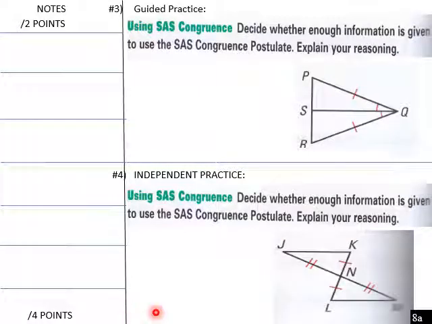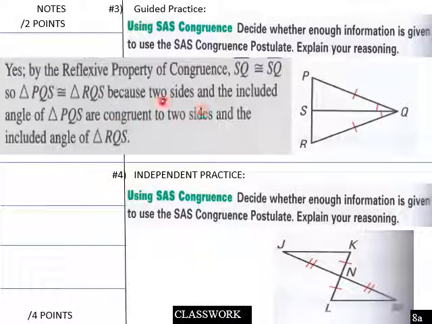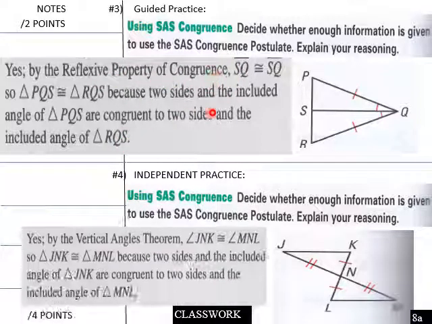Okay, everybody, welcome back. Hopefully you're done with your explanations here. Two sides and an included angle of PQS are congruent to two sides and the included angle of RQS. So this one is yes, by the reflexive property. And then we use vertical angles here, and triangle JNK is congruent to MNL. We have a side, and then vertical angles here. Then over here, these angles are the same. Side, angle, side, angle, side. So they're both congruent.